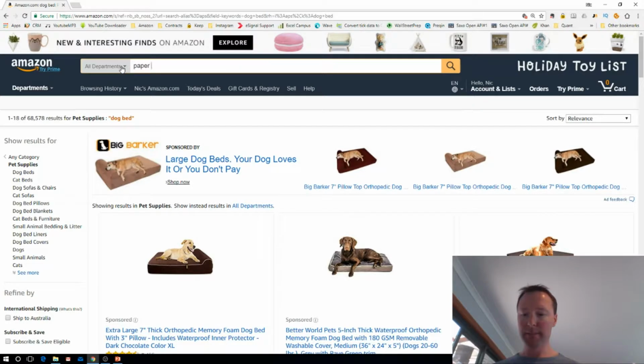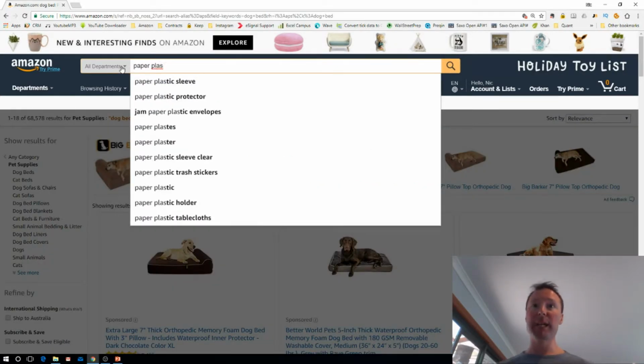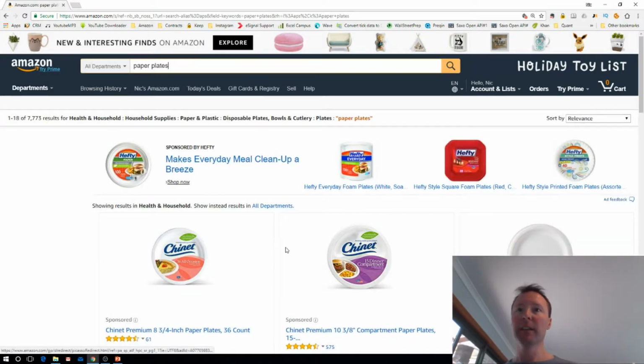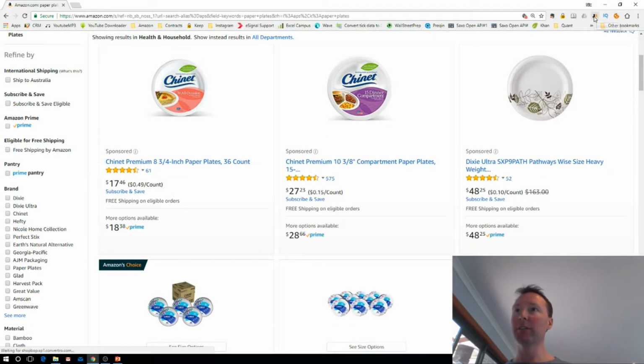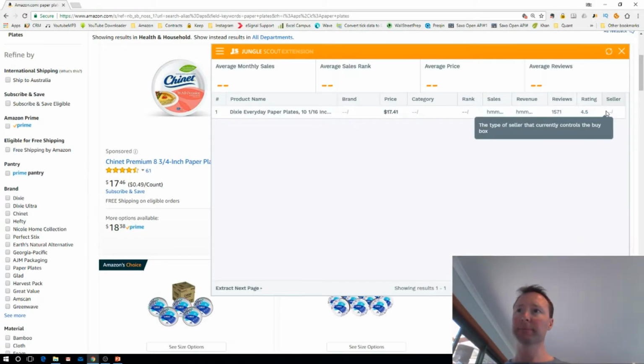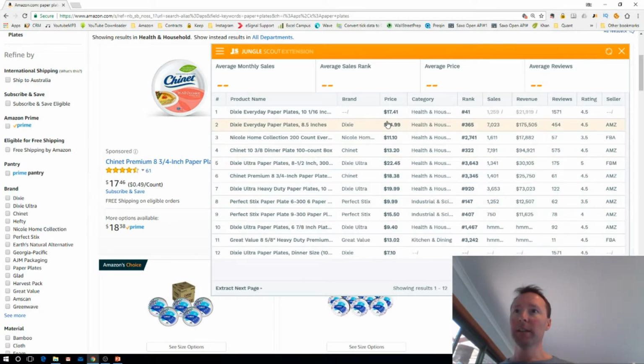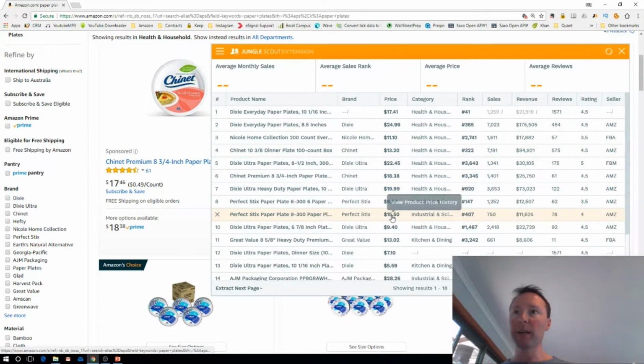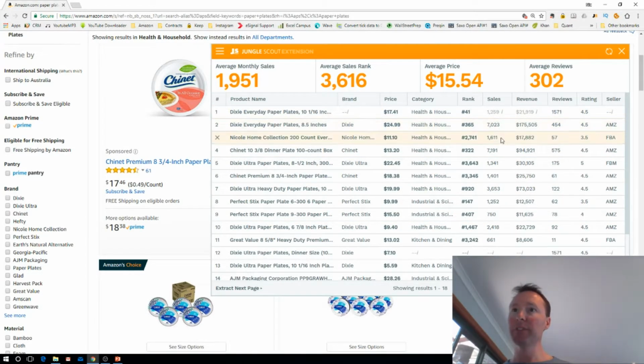So, paper plates. Everybody has parties, they use paper plates. Okay, so here's all our paper plates. We hit our Chrome extension here again. There's a bit of a range, but overall $15 to $20 or so seems quite good. Number of sales, definitely over 3,000 there. Reviews: our top couple of sellers have quite high reviews, and we've got a couple of high ones below 70. So this is one that would have a bit of a question mark.